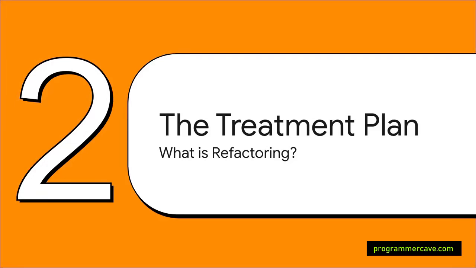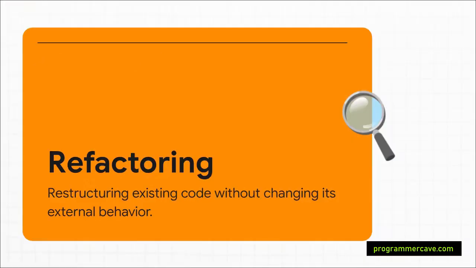Okay, so we've spent all this time diagnosing the problems. Now, what's the treatment? I mean, we can't just point out the smells and walk away. We need a disciplined, safe way to fix them. And that treatment is called refactoring. So, what is it? Here's the most important rule of refactoring, bar none. You are improving the code's design on the inside without changing how it behaves on the outside. Anyone using your code shouldn't even know you did anything.